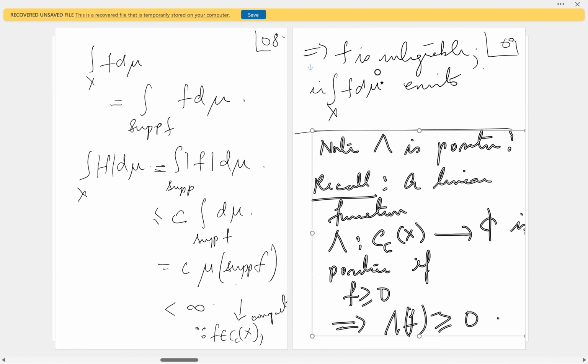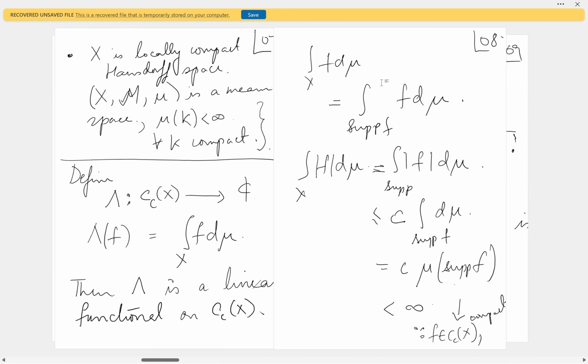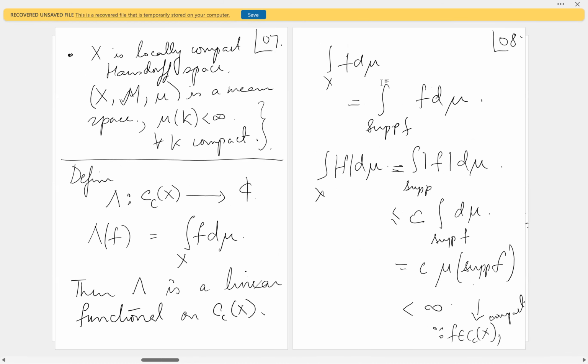So what the Riesz Representation Theorem, the general one, is trying to say is that the converse is also true. If this delta is a positive linear functional on C_c(X), then every positive linear functional is also exactly of this form for an appropriate choice of mu and an appropriate choice of this sigma algebra M. Okay, so this is what we are trying to do here.